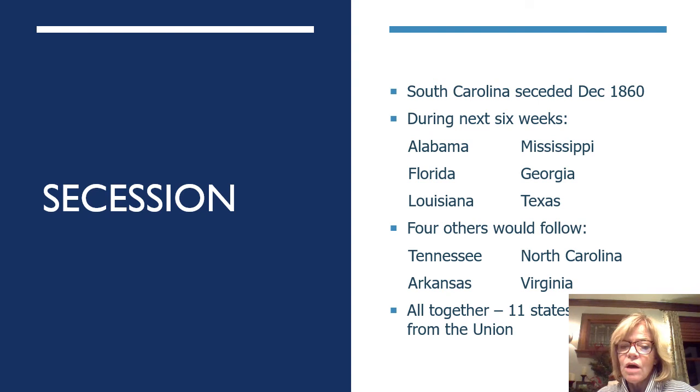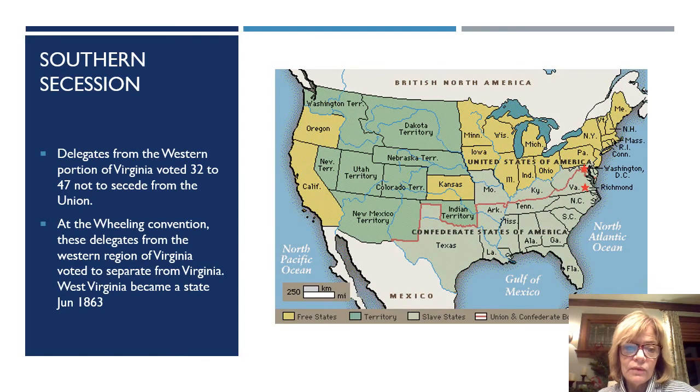So South Carolina is the first, of course. December of 1860, Lincoln was elected in November of 1860. And then in 6 weeks, we get 6 more states that follow, and then 4 others follow that. Altogether, there were 11 states that seceded from the Union. And here you can see a picture of them, those states below the yellow line.